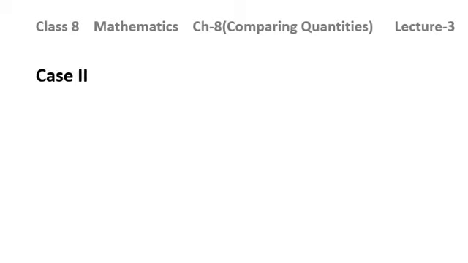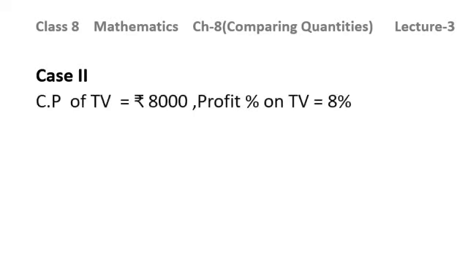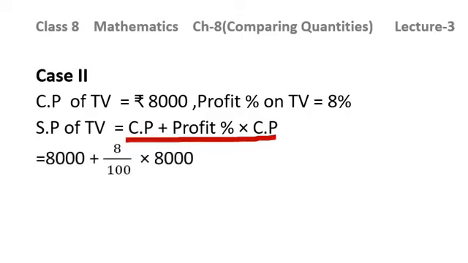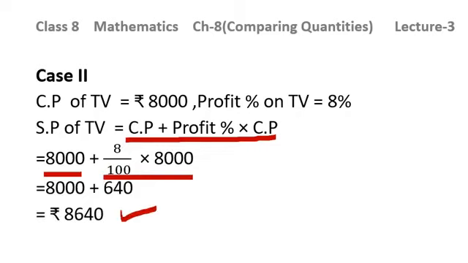Case 2, let us see in case of TV what will be the SP. CP is given to you as 8,000. Profit is 8%. And we know that SP of TV will be given by CP plus profit percent of CP. So putting the values, it will be 8,000 plus 8 over 100 into 8,000. CP is 8,000. So it will be 8,000 plus 640 after solving it. So it will be 8,640. So SP of TV is 8,640.